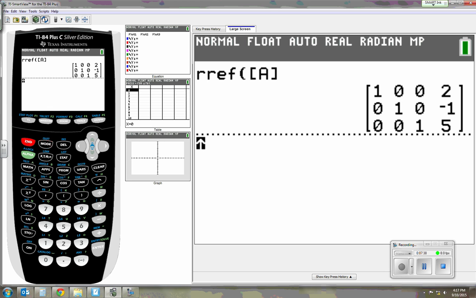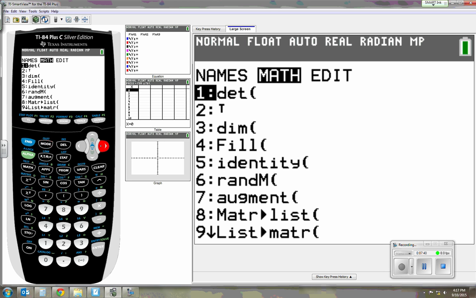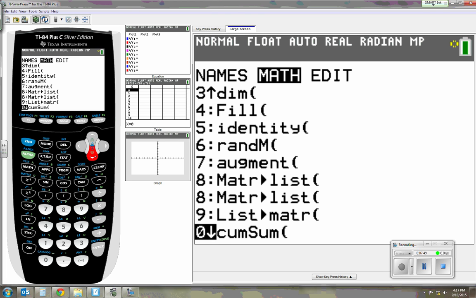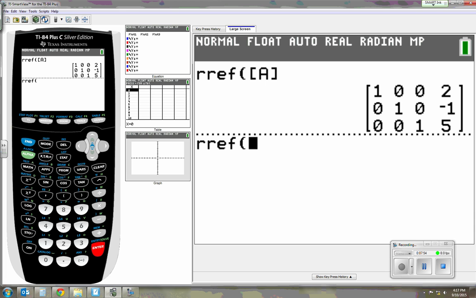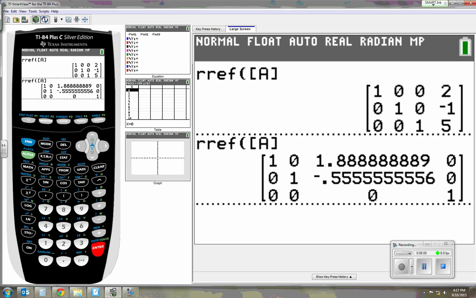And once again, we're going to go to second matrix, arrow over, and we're going to select our RREF. So we're going to go down to B, RREF, and then we're going to select our first matrix. So we're going to do a second matrix, 1 to get that new matrix, and enter. Now, if you notice, some weird things are going on here, and we have decimals, and it doesn't have a bunch of zeros where we think it should be.